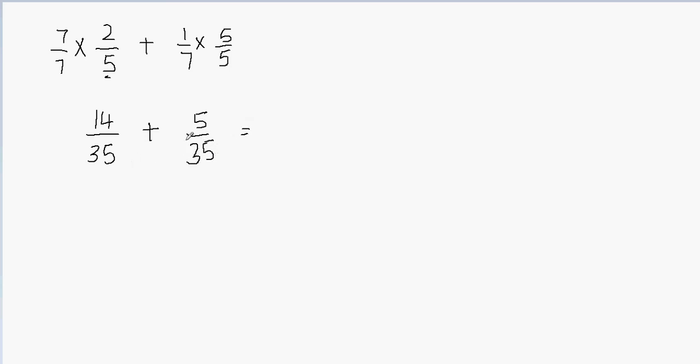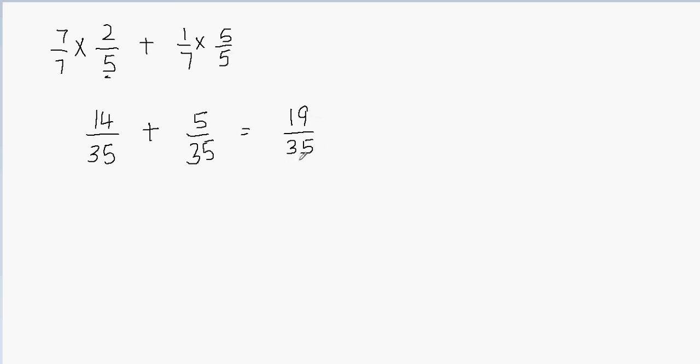So whenever you have unlike fractions, you need to convert them into like fractions, and then you can add them. Now here 14 plus 5 will be 19. You just add the numerators, and you never add or subtract the denominators. So we will just write the denominator as 35. The denominators will remain the same.